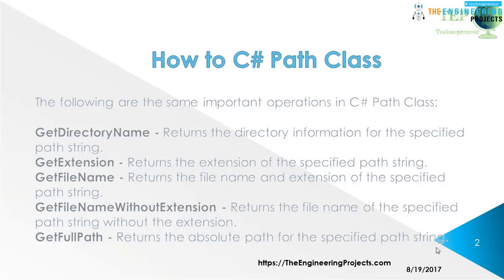For example, if you want to get the name of the directory, then you will use get directory name. If you want to get the name extension of the file, then you have to write get extension. If you want to get the file name, then you have to write get file name. And if you want the file name without extension, you have to write get file name without extension. If you want the full path of the file, then you have to write get full path.